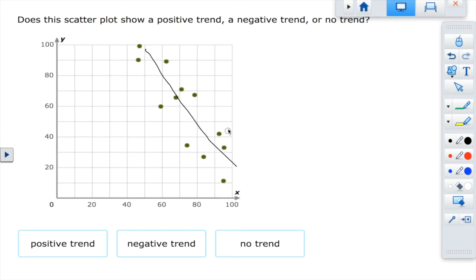And when we want to know whether it's a positive trend, a negative trend, or no trend, think about slope. And we could tell that this line that I drew is going downhill. We always look at lines going from left to right. So if the line was like this, it would be going uphill. This line is definitely going downhill, so this is a negative trend.